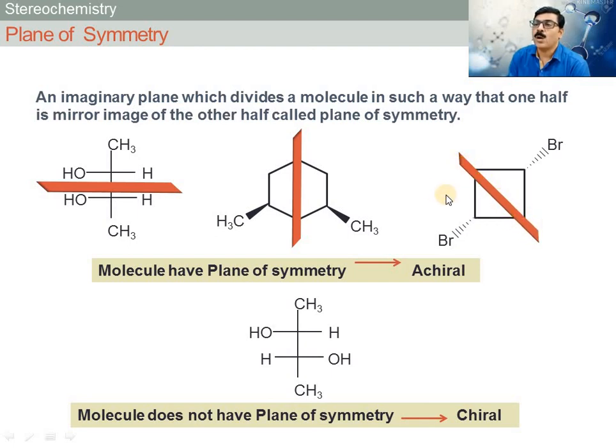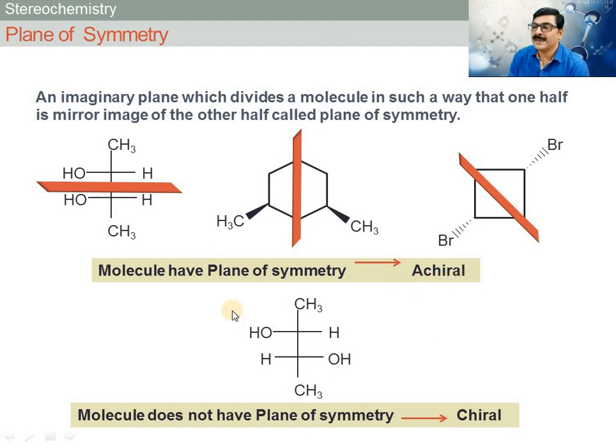This means in all these three examples, a plane of symmetry is present, because if you draw an imaginary plane which divides the molecule into two halves and one half is the mirror image of the other half, it is a plane of symmetry. If a molecule has a plane of symmetry, then such a molecule is achiral. Means the molecule contains a plane of symmetry, then such a molecule is achiral.